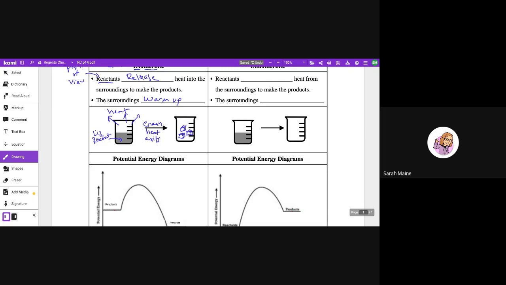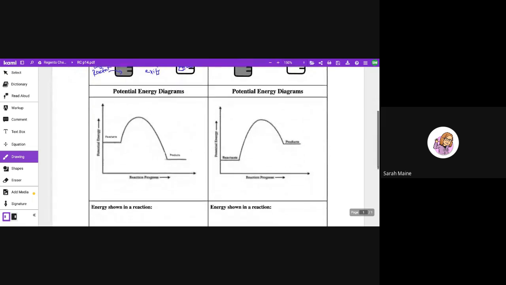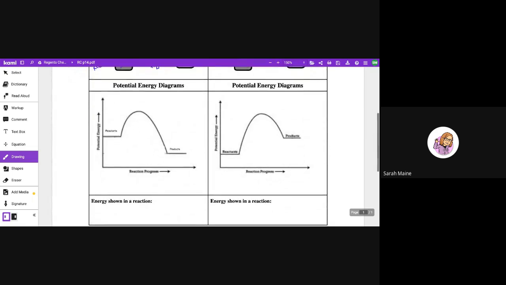So we have a type of diagram to represent this type of transition, and they're known as potential energy diagrams. We will do more with these diagrams later on in the year, but they all look pretty much the same. So you have your XY axis, okay, and the x-axis represents the reaction in process. The y-axis is the potential energy.